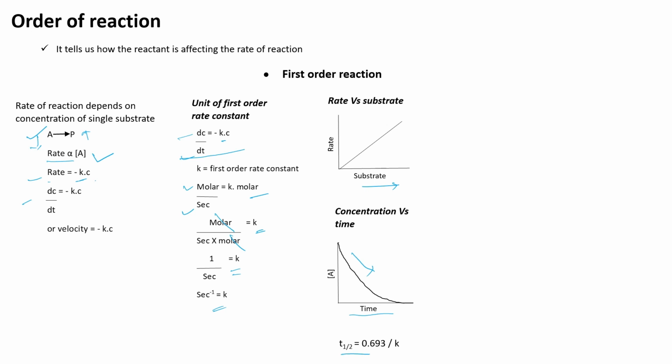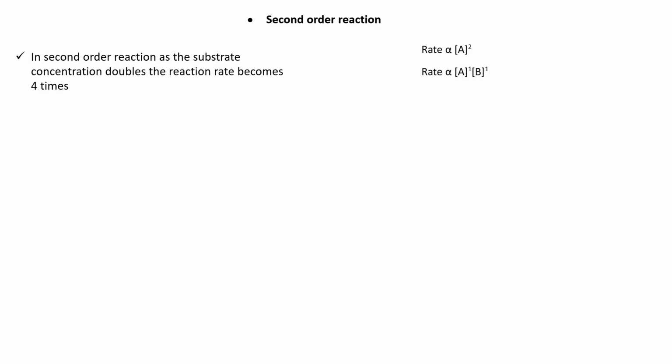T half means the time at which half of the concentration of the reactant is converted into product, which is given by the formula T half equals 0.693 upon K. If we want a straight line plot for concentration and time, then we have to plot between time and natural log of concentration of A.